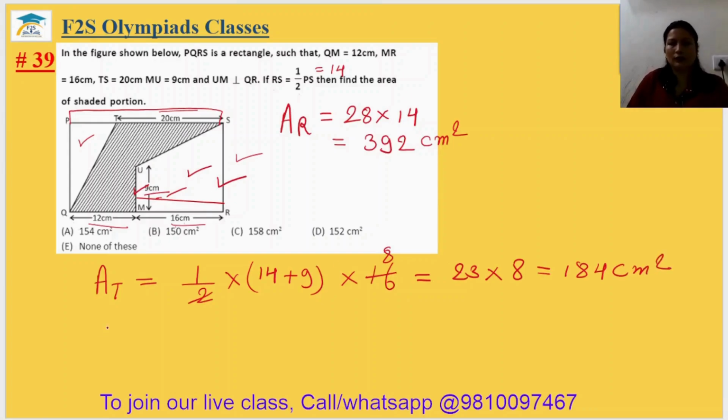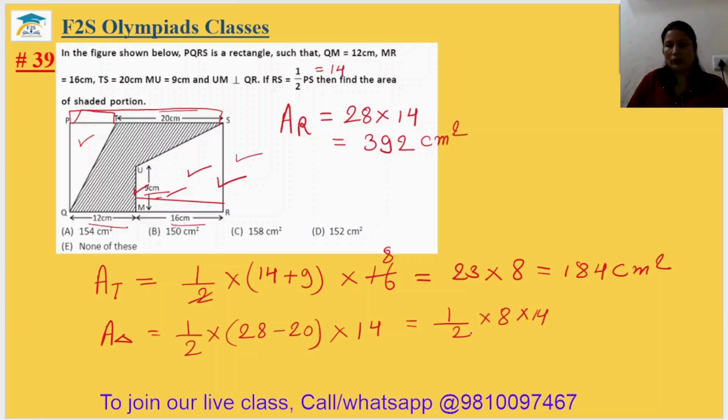And area of the triangle, ये हो जाएगा आपका हाफ इंटू बेस इंटू हाइट. तो बेस क्या हो जाएगा यहाँ से PT, PT will be your 28 minus 20, ठीक है. मल्टीप्लाई बाय PQ, PQ है आपका 14. So it is your half into 8 into 14, 2 4s are 8, now 56 centimeter.